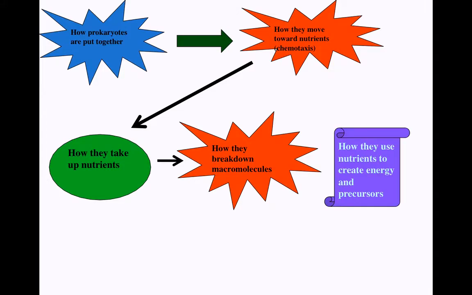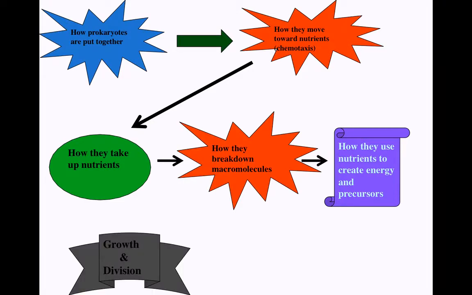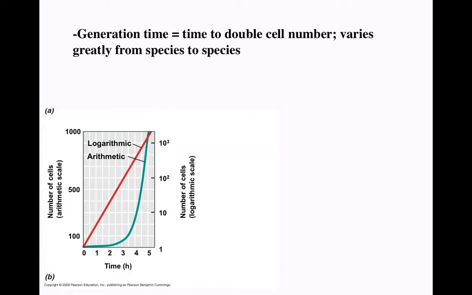And then once they had taken up those nutrients, how do they break them down? How do they produce energy? How do they make some of their molecules, like amino acids and such? And so how do they use those nutrients to create energy and precursors? And now what we're going to do is talk about how they use that energy, although we're not going to talk about the actual energetics, but how they use this to grow and to divide. And so we could do some mathematical manipulations and calculate generation time for bacteria.